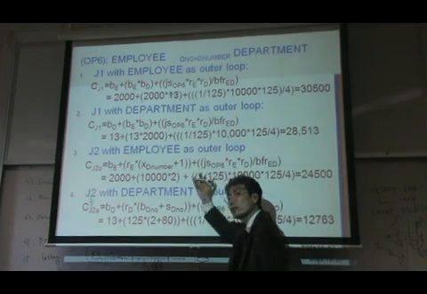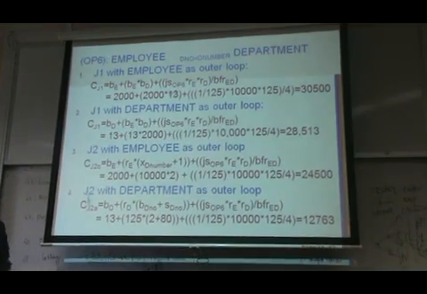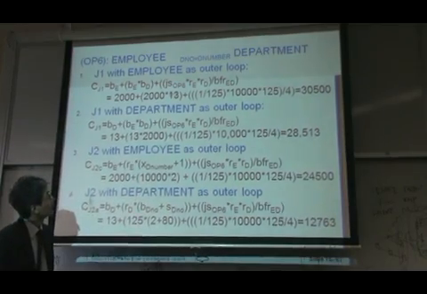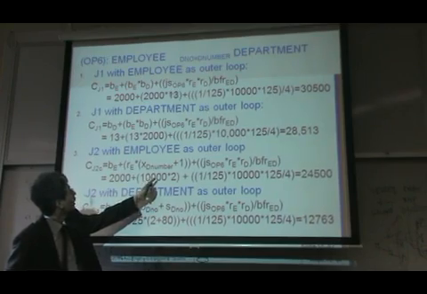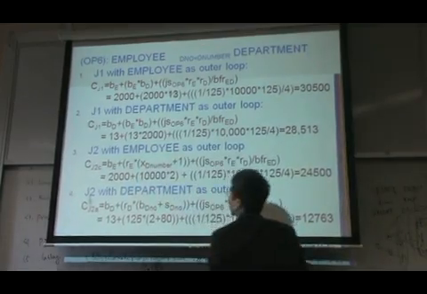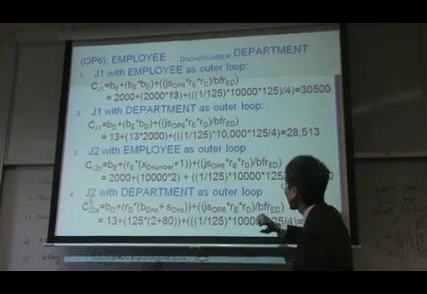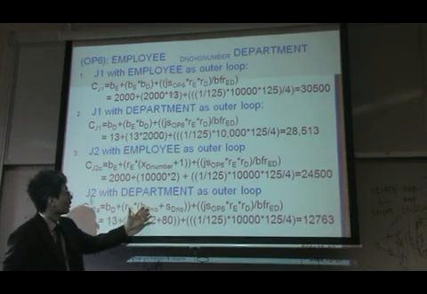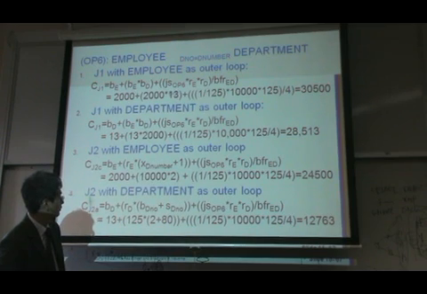This is the single loop join. Definitely the cost will be reduced because we are going to use the index for the join. The index x for D number is 1, with 10,000 employees, so it's 1 plus 1, 2 for each employee. This is the same. You will get 24,000 with a different order.